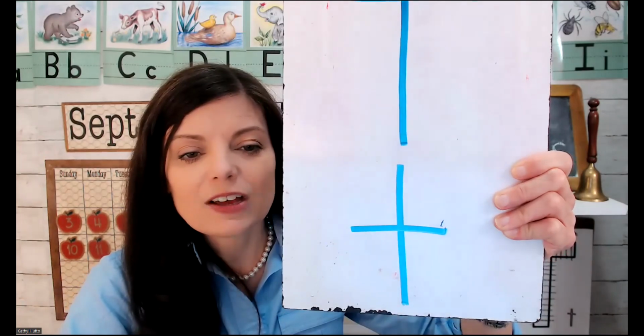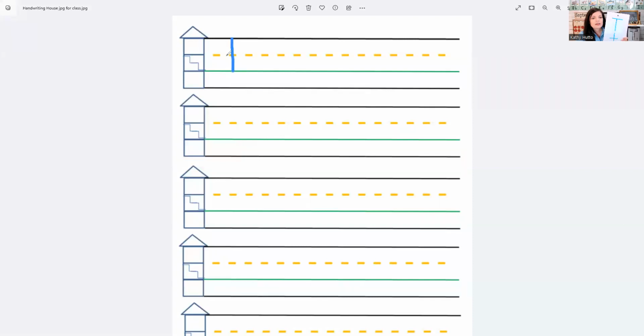So make a line that goes down and across. Down and across in the middle. Down and across. And it looks like a cross, doesn't it? Down and across. That's how you make the little letter T.